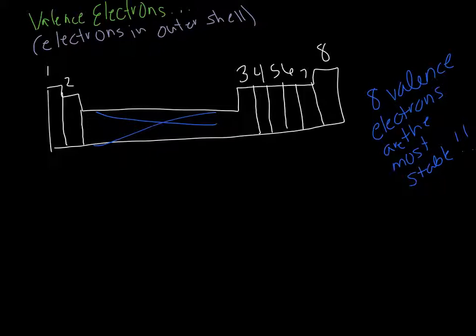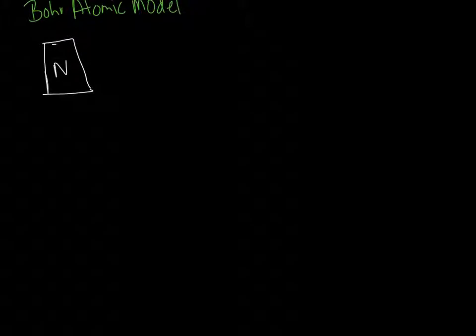Now we're going to turn our page over, and we're going to create some Bohr atomic models using the information from the periodic table. So let's look at nitrogen. That's a square of nitrogen, or the square for nitrogen.